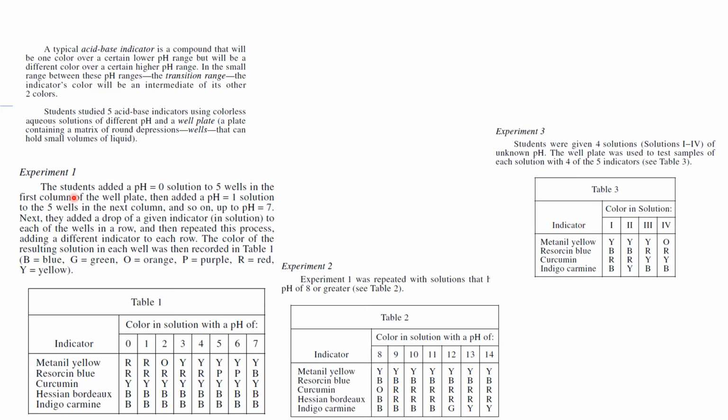Okay, experiment 1 looks like they're using the indicators at a pH of 1 to 7. You can kind of skim that to see. Experiment 2 is repeated with a pH of 8 and higher, so the same indicators described in the first paragraph, at pH 8 to 14. In experiment 3, students were given 4 solutions of unknown pH, with the same indicators. It's missing one, looks like that one, and they tested them on their unknown pH. And that's it, you move on. We did that in about 40 seconds.